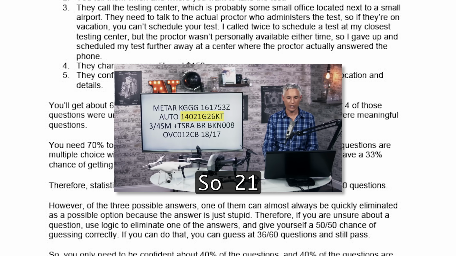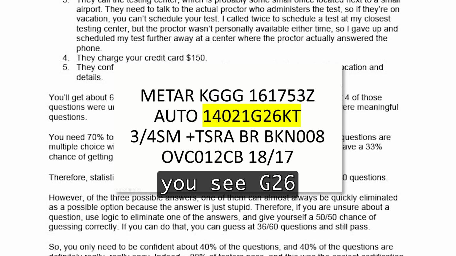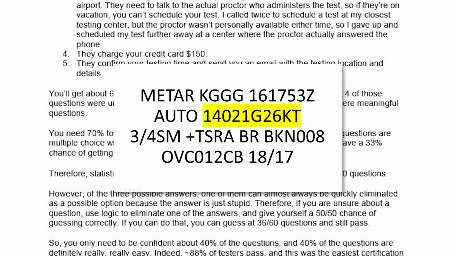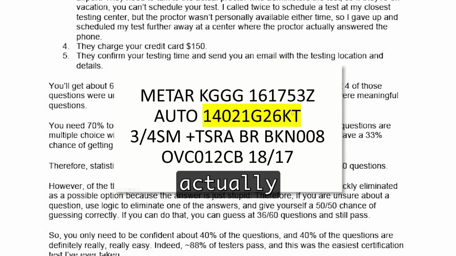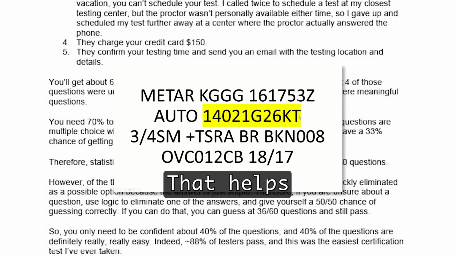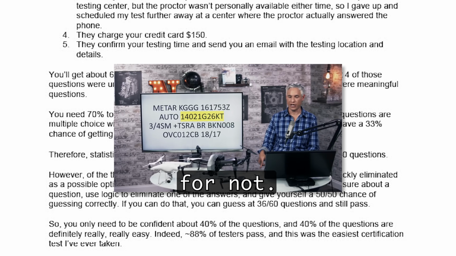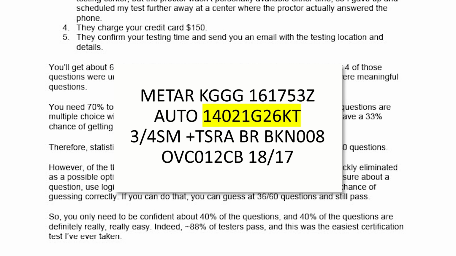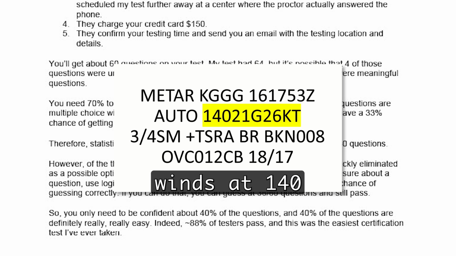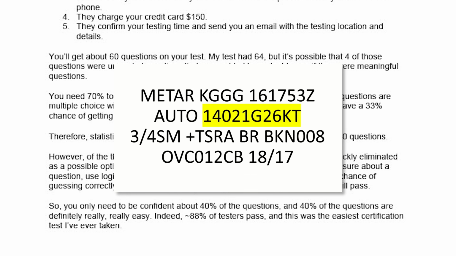So 21 knots. And then you see G26. 21 knots gusting to 26 knots. And they actually write KT here. And that helps you recognize that this is indicating wind speed, because KT is the abbreviation for knots. So we can read that as wind speed: winds at 140 degrees at 21 knots gusting to 26 knots.